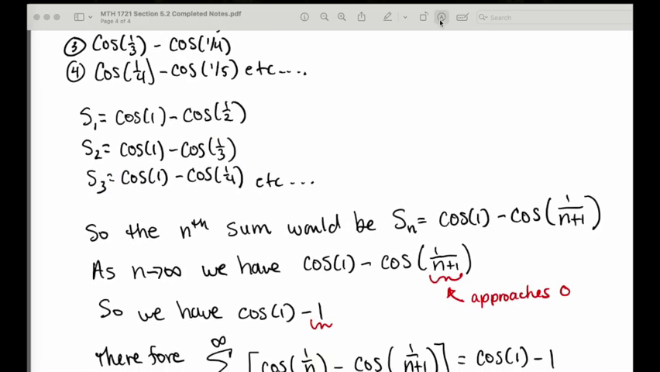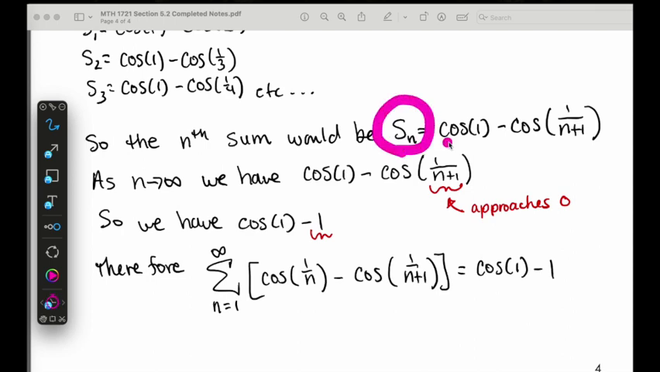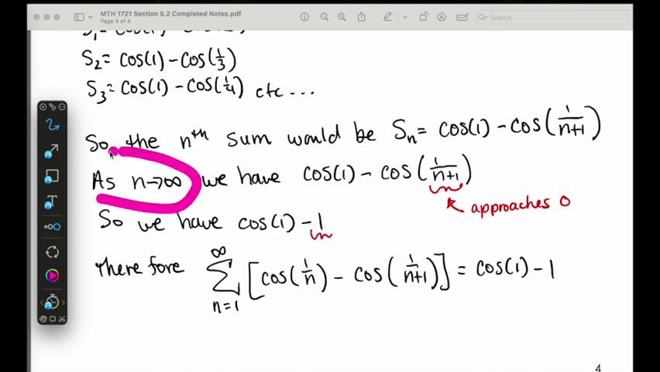And so what's going to happen is, to find your nth sum, you're going to be left with the first and the last term of that sum, because everything in between is going to end up canceling out. So to find the nth sum, we're going to end up with cosine 1 minus cosine of 1 over n plus 1. Now, if we look as the limit approaches infinity, this is just a constant, so that's not going to change anything. But the inside here is going to approach 0. And when I take the cosine of 0, I get 1. So when we take the limit as n goes to infinity, we get cosine of 1 minus 1.